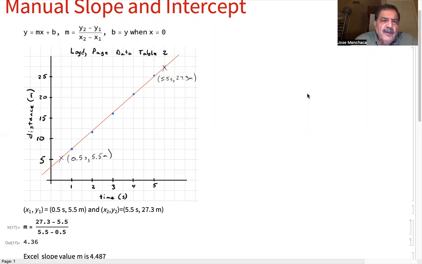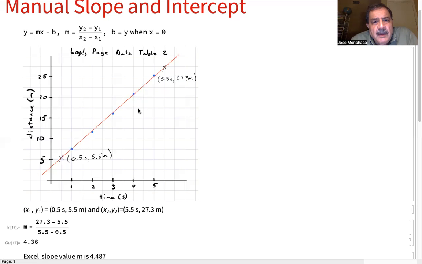I took the data from Physics Laboratory Manual by Loyd, fourth edition. This is the data that is on page 6, data table 2, and I've plotted it here. You can watch the previous video where I actually have the data, but the blue dots are the data. You can see this is just a hand-drawn plot. The red line is my best fit line to fit a straight line through these 5 data points.